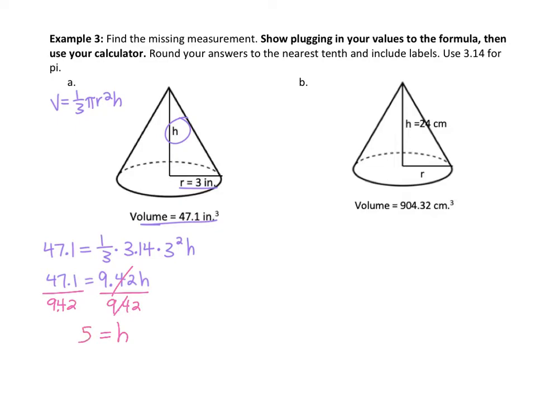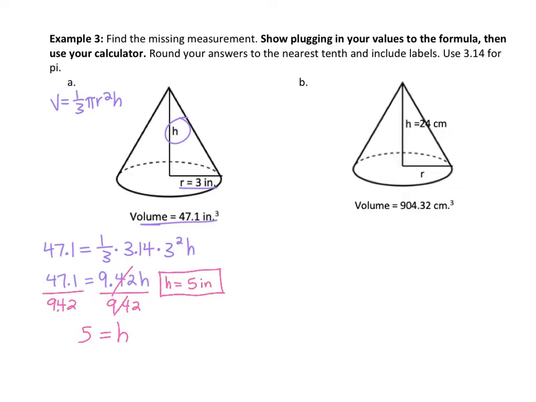and you get 5. Remember, our final answer does need a label, and we don't have to round to the nearest tenth because it didn't require that. We got an exact answer here. So our answer is the height is 5 inches. And that's it for part A.